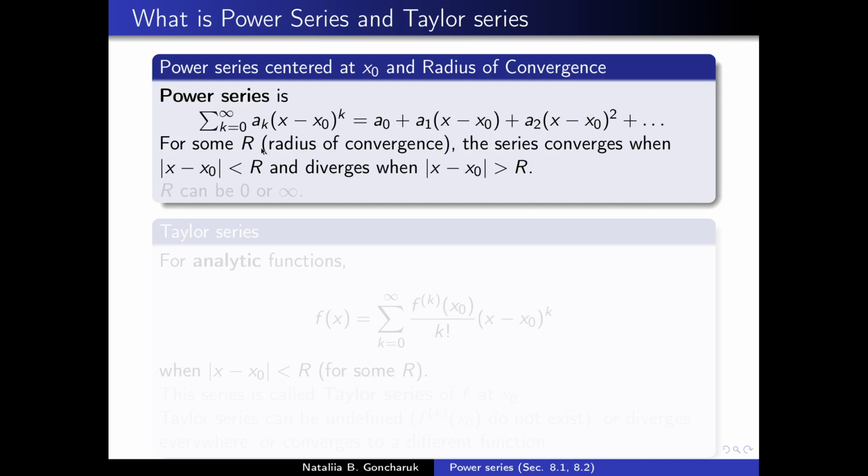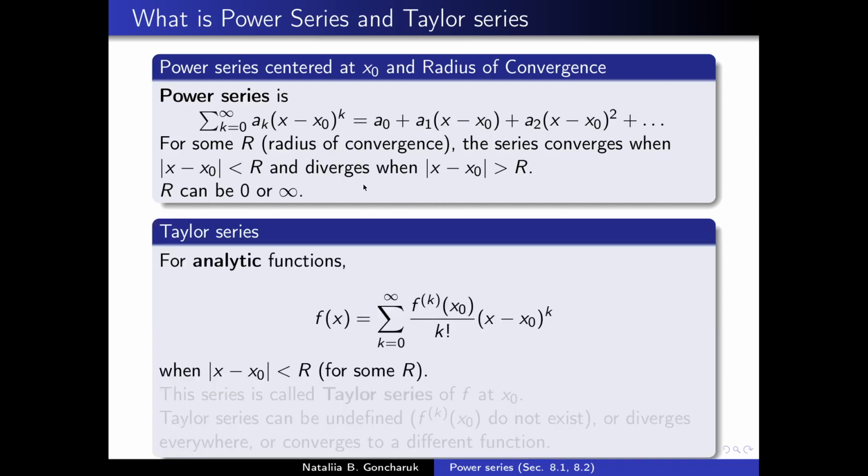This radius of convergence can be 0, which means that this series never converges except when x equals x0, which is trivial because all the terms are 0. And r can also be infinity. This means that the series always converges for all x. Or it can be something in the middle.